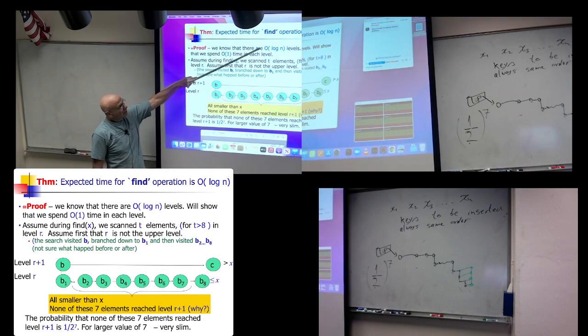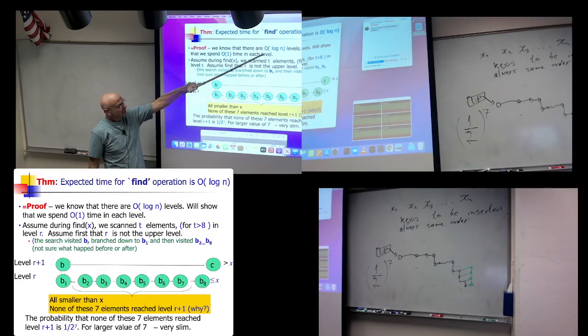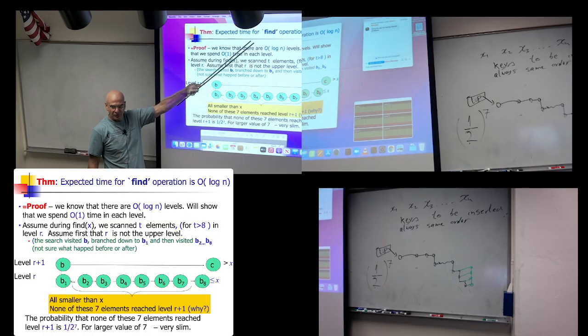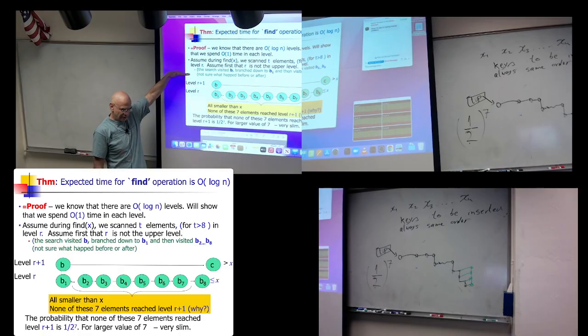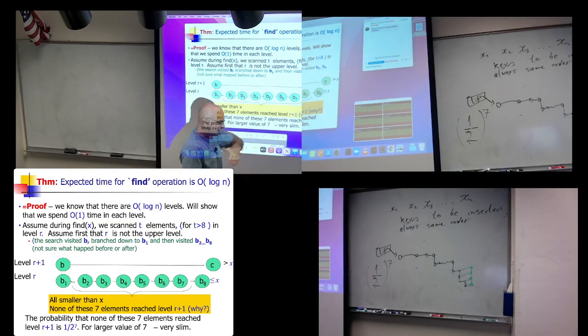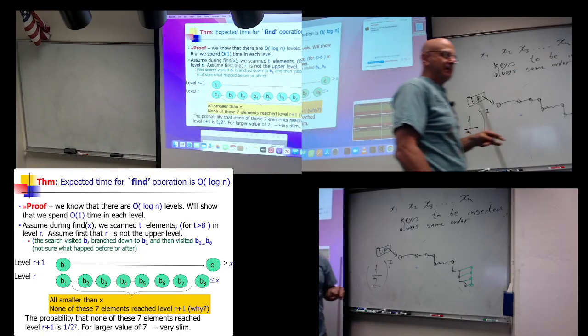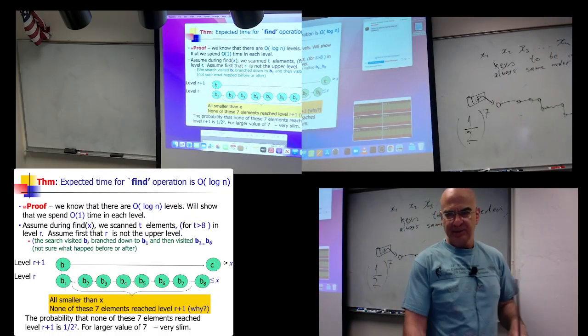Now, we also argued yesterday that the number of levels is log n. Where did this log n comes from? Because we saw that in level 1 I have n elements. On average, I have n over 2, n over 4, n over 8, n over 16. After log n many levels, I'm running out of elements.